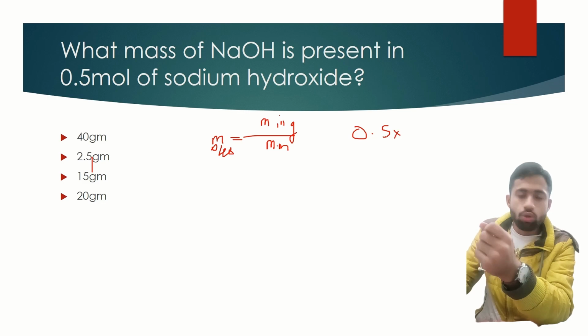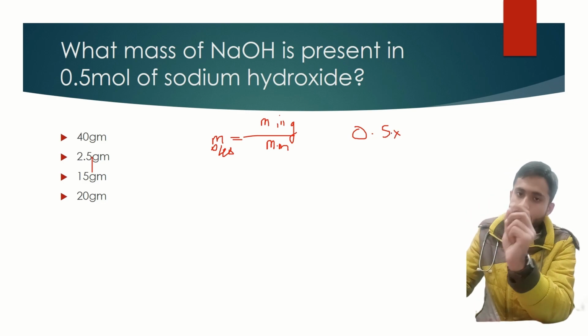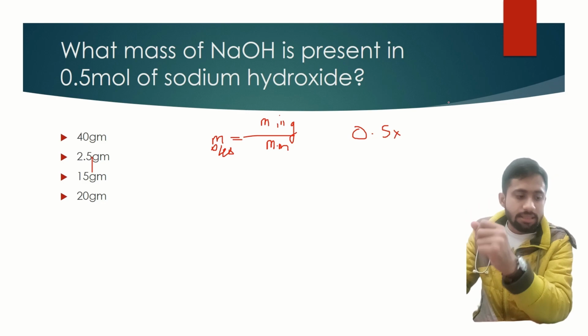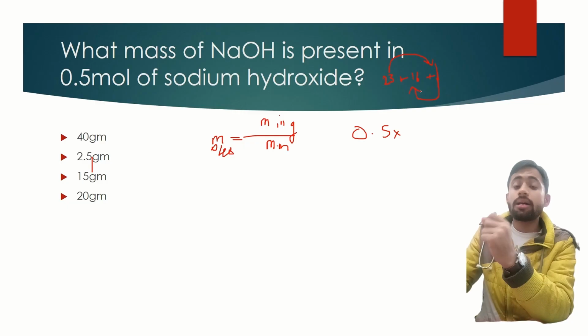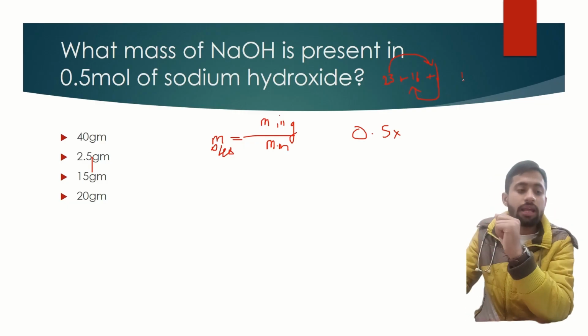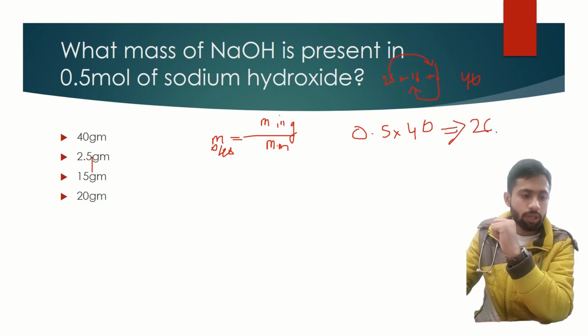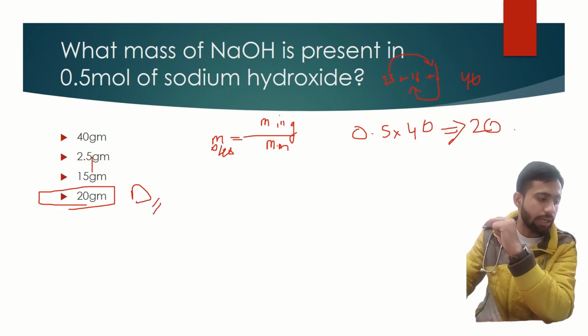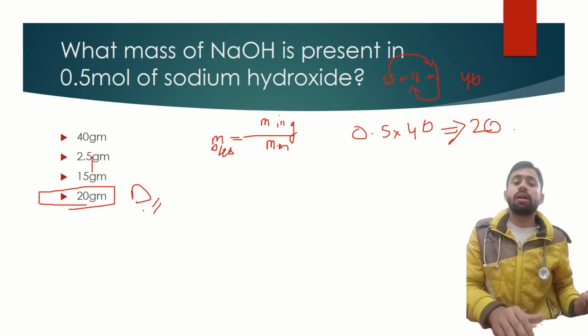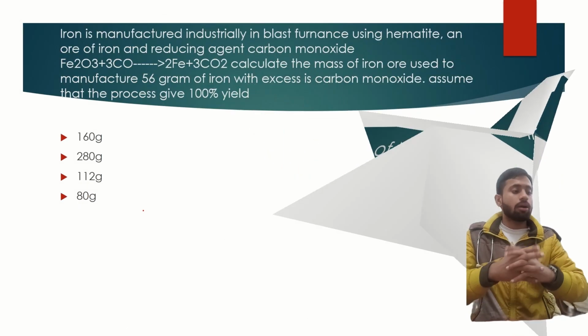Molar mass is sodium 23, hydrogen 1, oxygen 16. Okay, I can write it down over here: 23 for sodium, 16 for oxygen and 1 for hydrogen. 23 plus 1, 24. 24 plus 16, that makes 40 grams, I guess. So you will multiply 0.5 with 40 and you will get your answer as 20 grams. That's your delta option. Once again, delta, delta and delta is coming in our right answers. Let's move on.